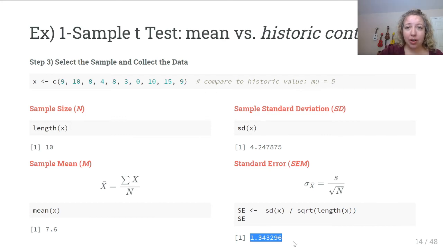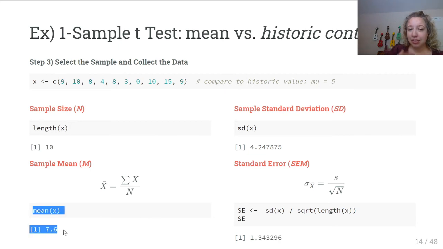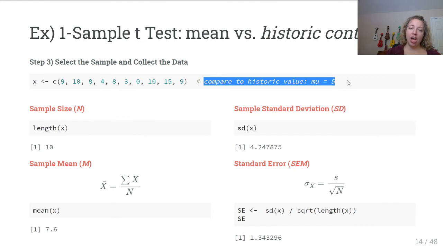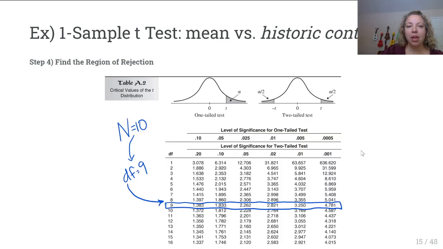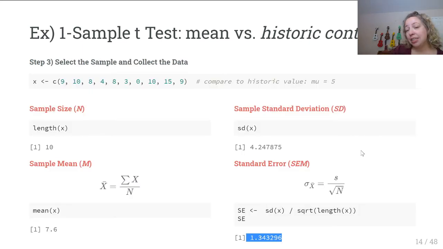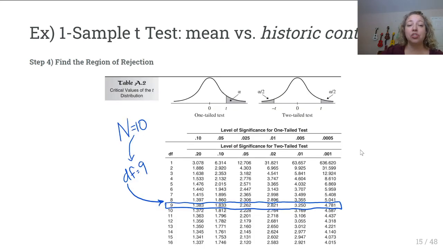Our t-score is our observed mean, that would be 76, minus our hypothesized nothing going on mean mu of 5, divided by our standard error. So before we go about calculating that t-score, that's really step 5. We should do step 4 first, which is to find the rejection region. And this is one we usually only do if we're working by hand.